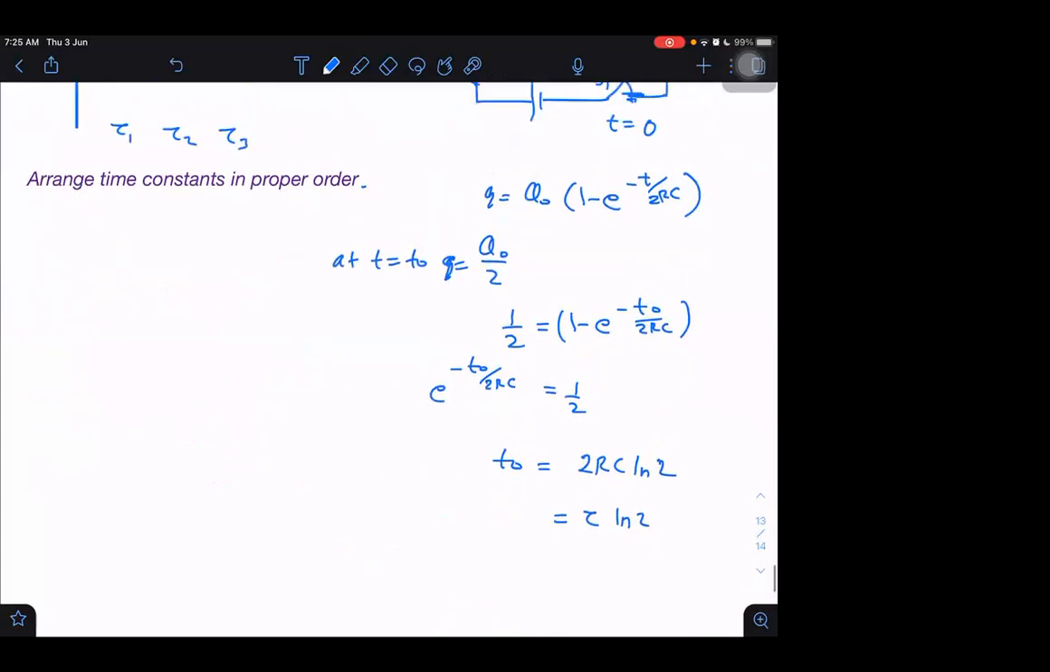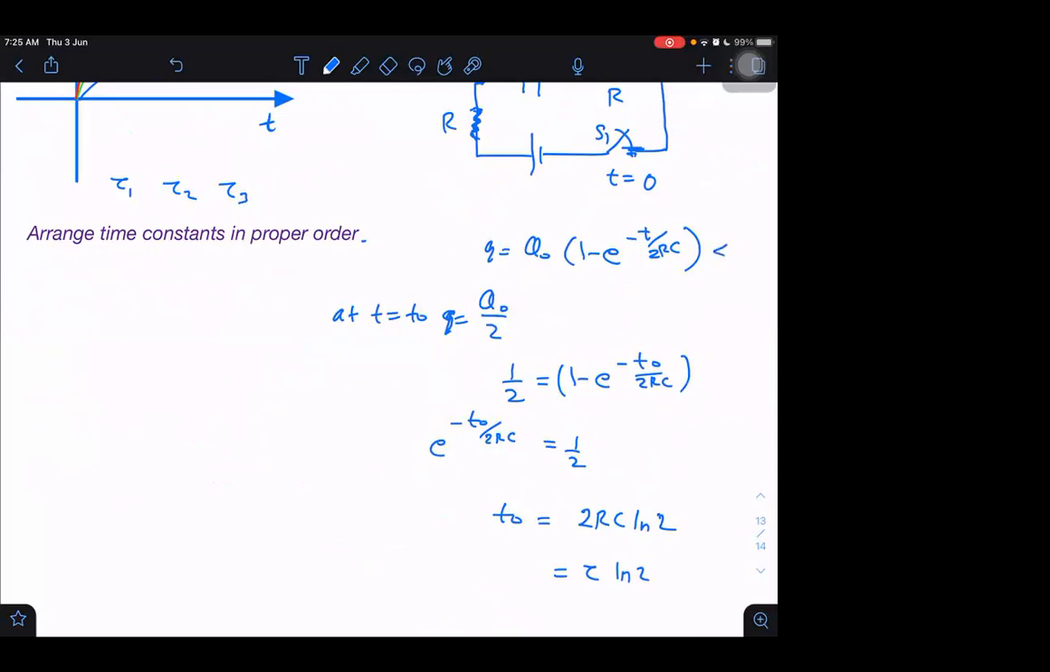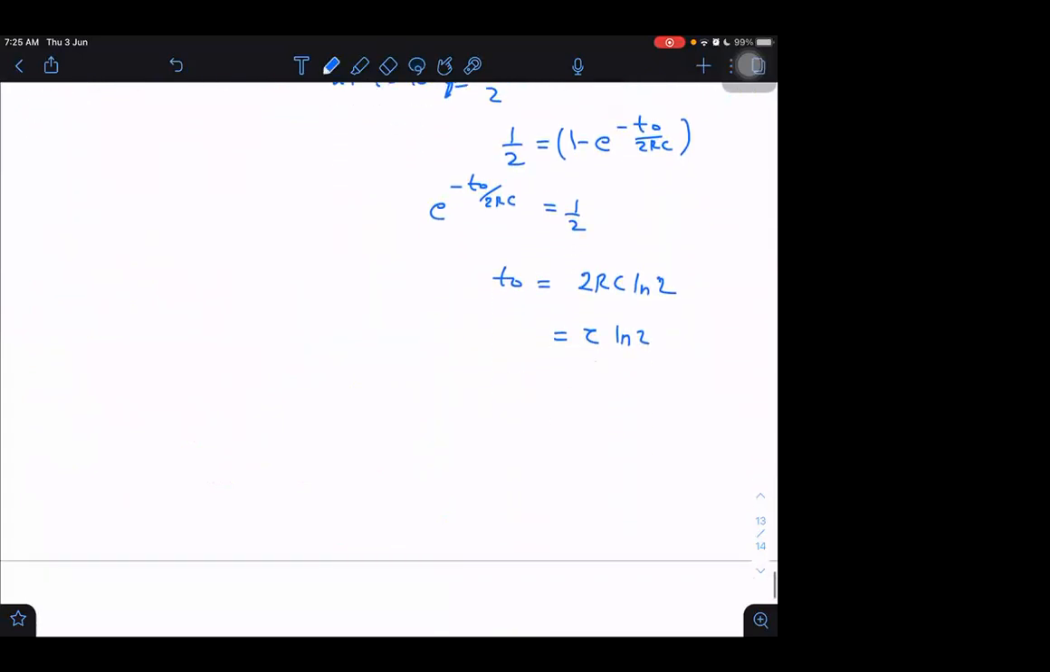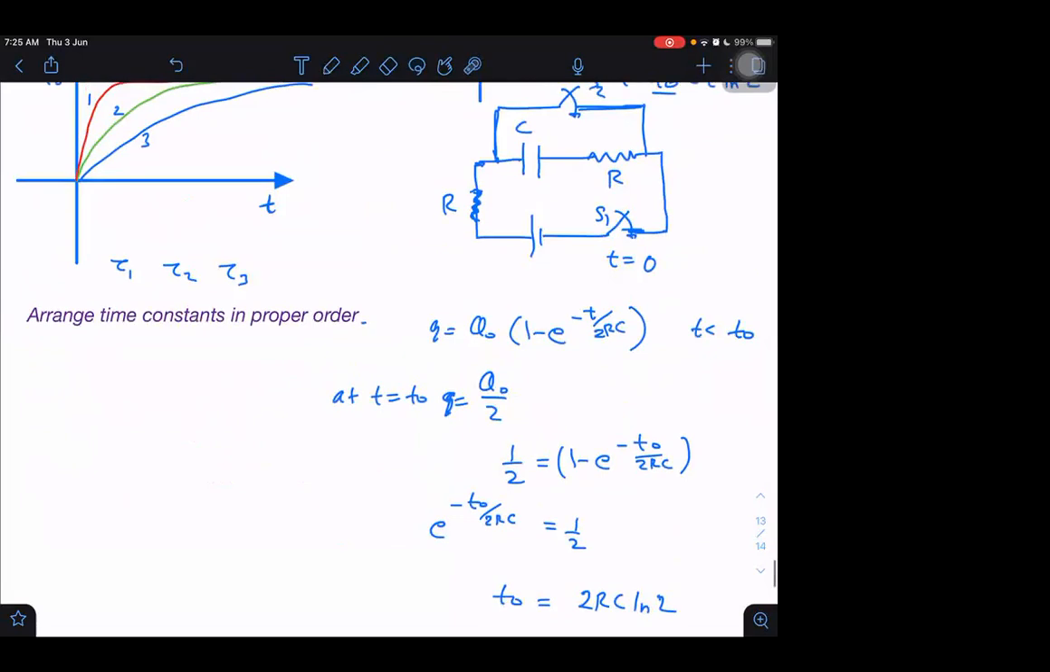So I could write that this equation is valid, but it is valid only for t less than t naught, the time tau naught. For t less than t naught, it is valid. Now I have to find another equation which is for discharging.